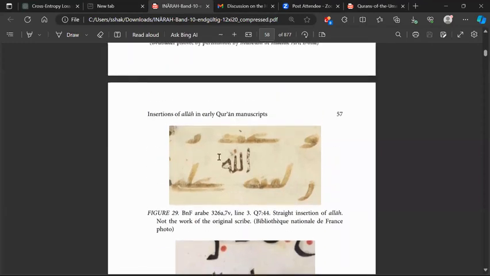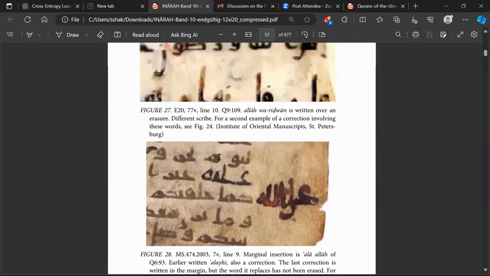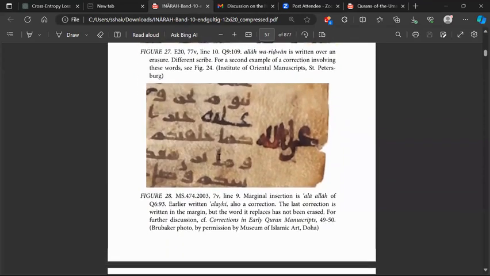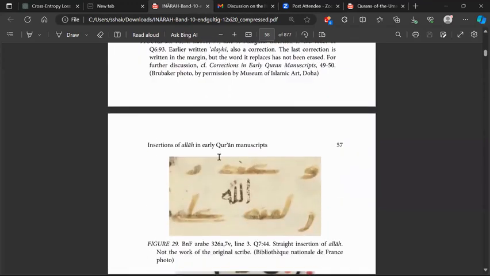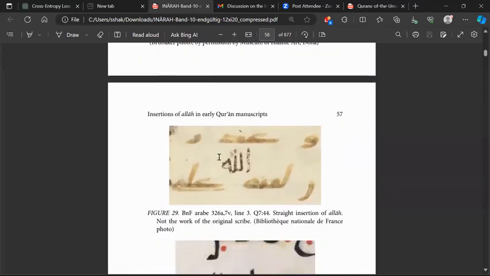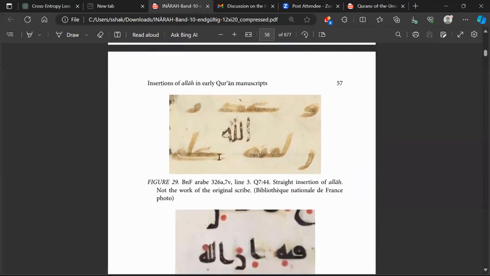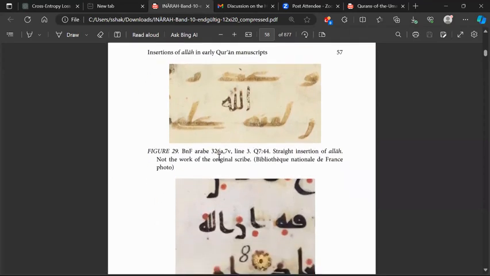Anyone can do this. The real thing that a researcher in manuscripts should be doing is identifying or making a proposal explaining why this specific variant is an editorial change, or why it's simply a scribal error. So you have to account for specific instances, each specific correction, and that's something Brubaker doesn't do. This is his description. It's that short. All he does is tell us insertion of Allah, not the work of the original scribe.